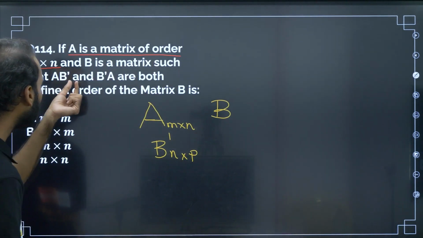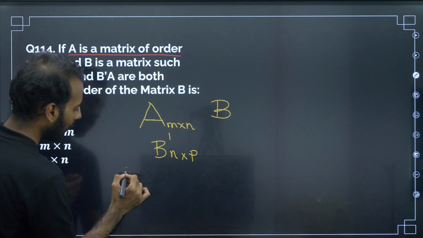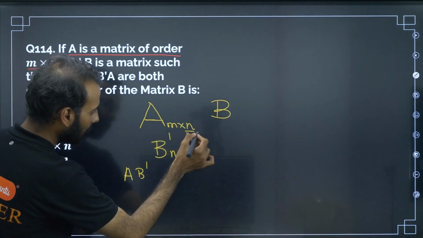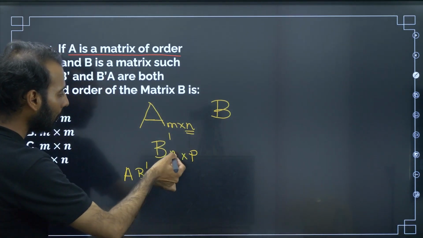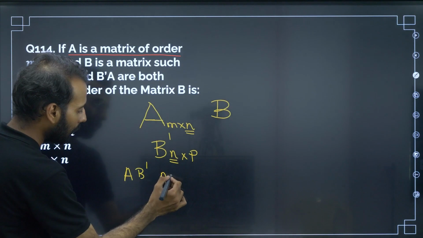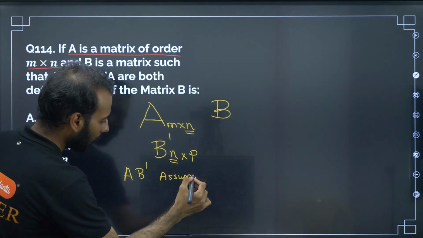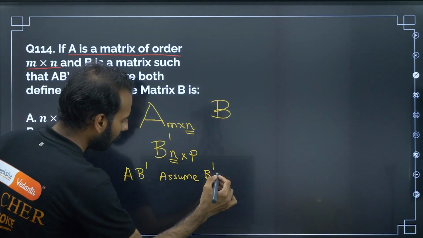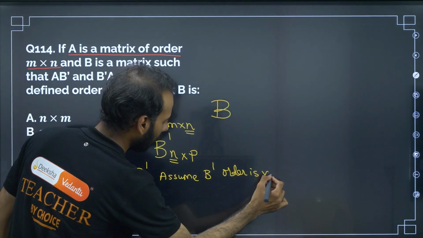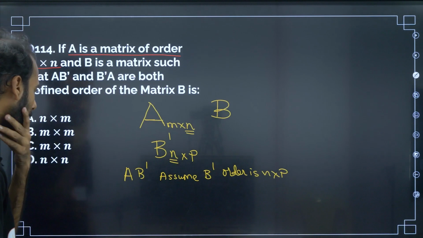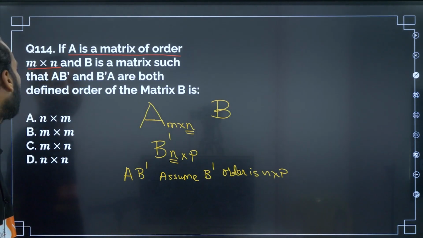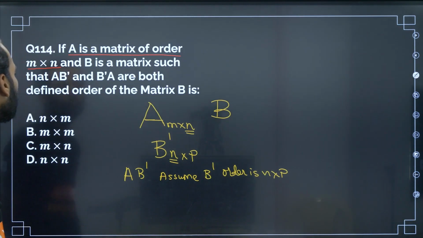Here, AB dash means that whenever we are talking about AB dash, these two have to be equal. So I am assuming B dash order is n cross p, such that AB dash and B dash A are both defined.